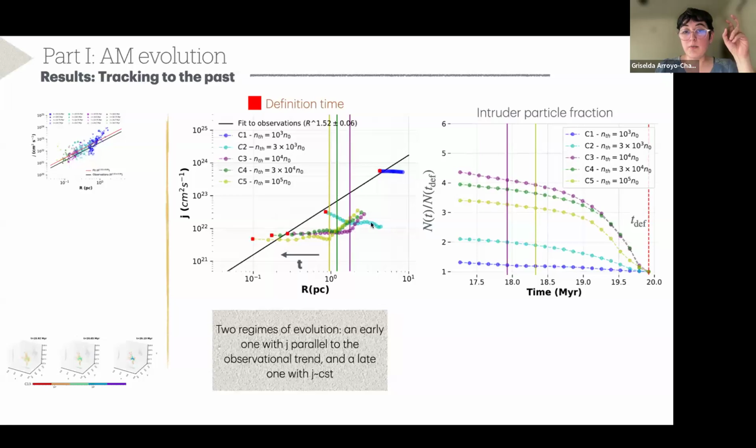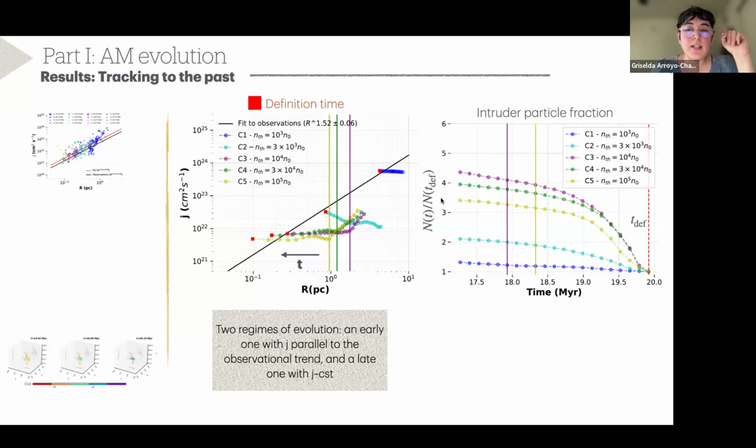An early one, which will be this part, with a slope very similar to that in the observations, to the 1.5, and a late evolution where these clumps apparently are conserving the angular momentum. So let's move now to the plot on the right.